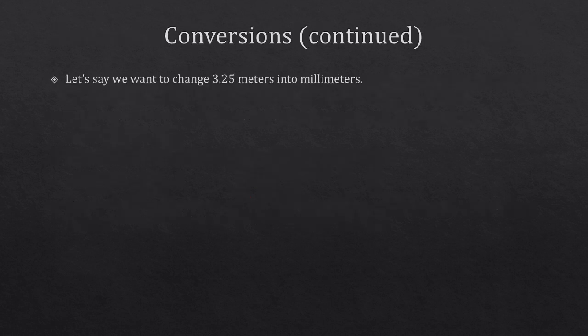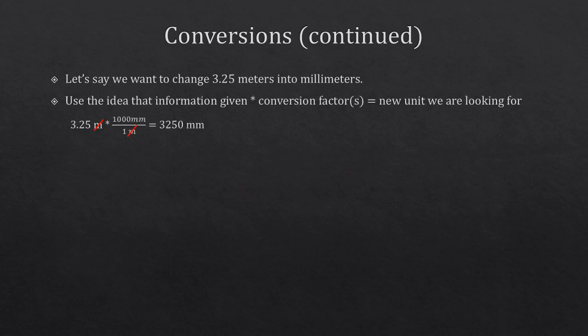Let's say I want to change 3.25 meters into millimeters. How would I do that? Well, first, I've got to get a conversion factor that's useful to me. So I know that 1,000 millimeters is equal to a meter, which I can write as this fraction, 1,000 millimeters over a meter. So I take my information that I'm given, which is my 3.25 meters, that's supposed to be an underline, I'm not trying to cross it out. That's this right here. I multiply it by my conversion factor. And I have this S later because eventually you'll multiply by multiple conversion factors at the same time. And we'll get our new unit.